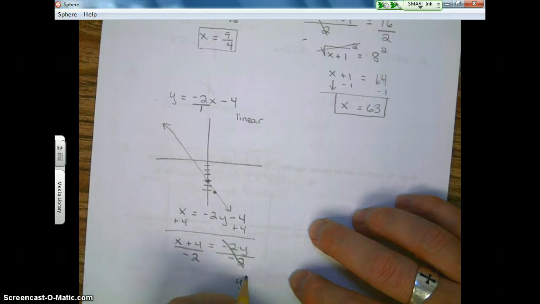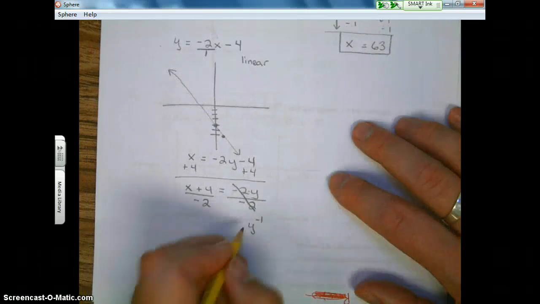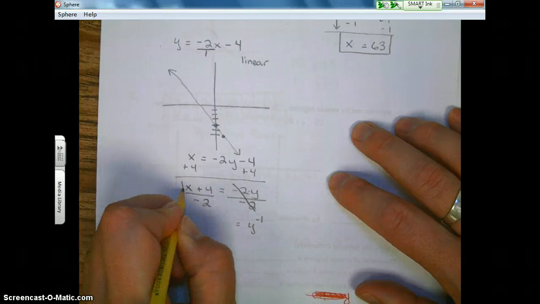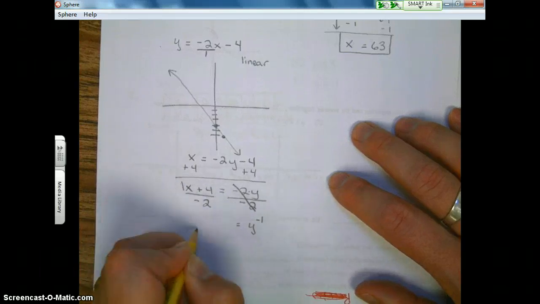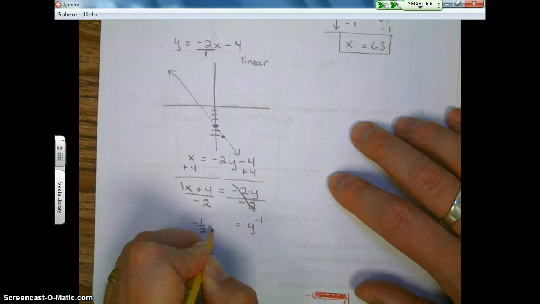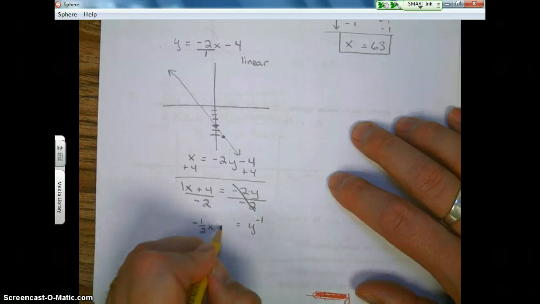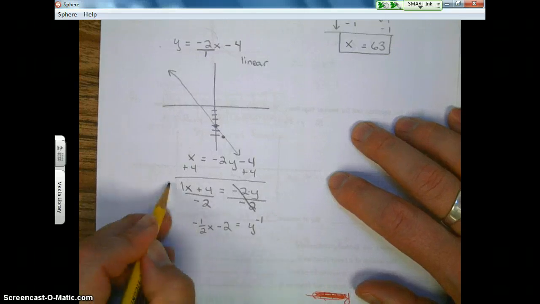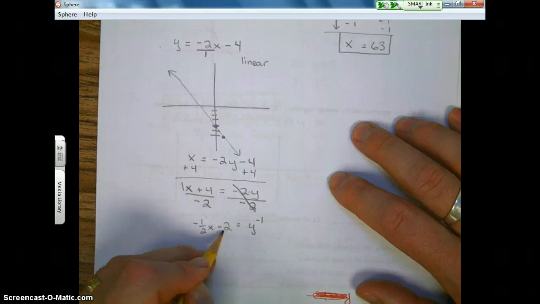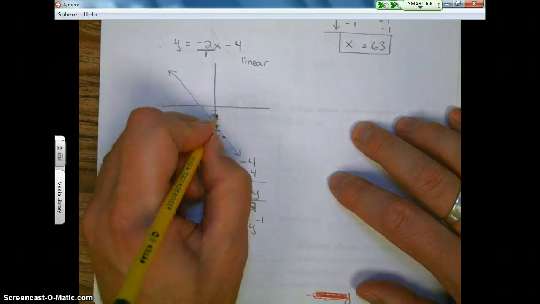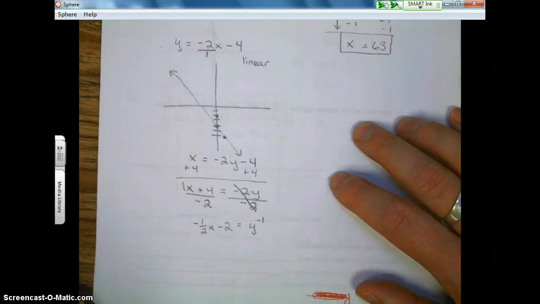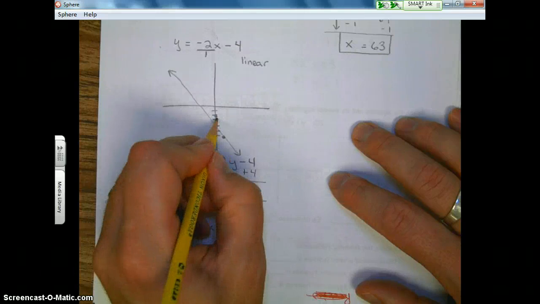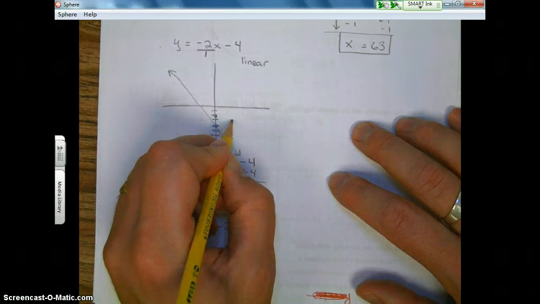So our inverse of y is going to be equal to, okay, this is a negative 2. So this is a 1. So we're going to have negative 1/2 x. And then 4 divided by negative 2 is negative 2. So this is a negative 1/2. And this is negative 2. So our y-intercept is at negative 2. And our slope is down 1, right 2. Down 1, right 2.